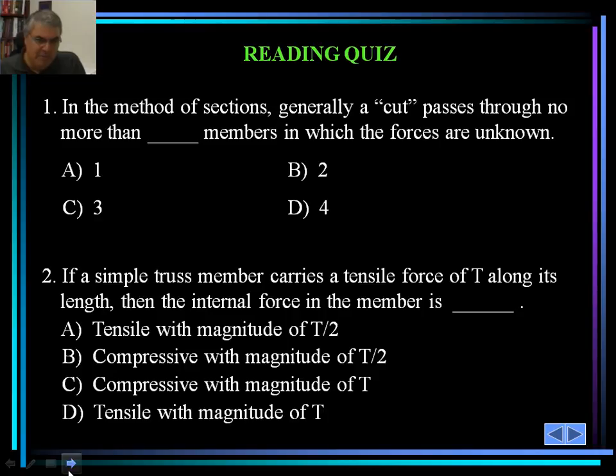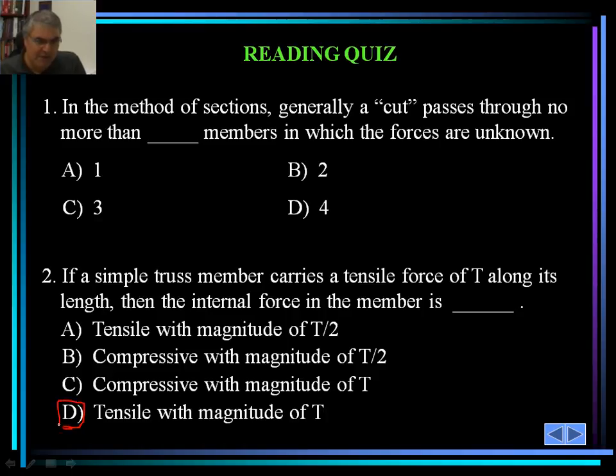If a simple truss member carries a tensile force of T along its length, the internal force in the member is, again, the force is tensile. It is carried by the member along its length. Then we try to determine what the internal forces would be. That means that the tensile force in the member is of magnitude T. So really D is the correct answer in this case. D would be the answer.